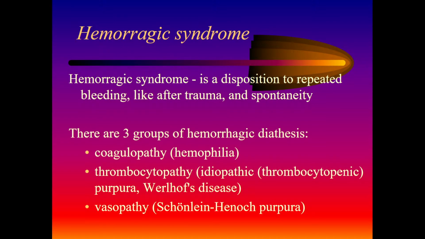It's hemolytic. Next, hemorrhagic syndrome. Hemorrhagic syndrome is a disposition to repeated bleeding, like after trauma and spontaneous. There are three groups of hemorrhagic diathesis: coagulopathy, hemophilia, thrombocytopathy, it's idiopathic thrombocytopenic purpura or Werlhof disease, and vasopathy, Schönlein-Henoch purpura. Three groups of hemorrhagic diatheses.